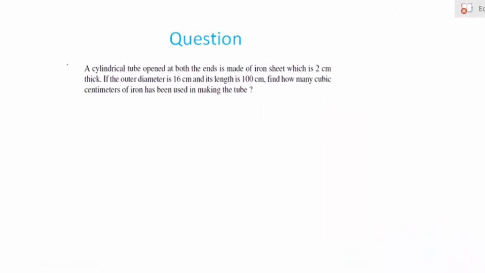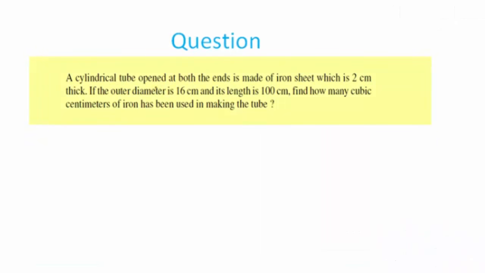The question says that a cylindrical tube open at both ends is made up of an iron sheet which is 2 cm thick. If the outer diameter is 16 cm and the length is 100 cm, we need to find how many cubic centimeters of iron has been used in making the tube. It's a very interesting question. Let's see how we can solve it.